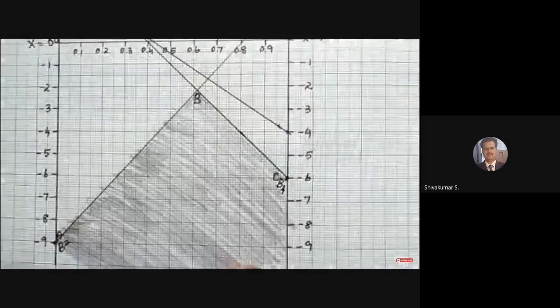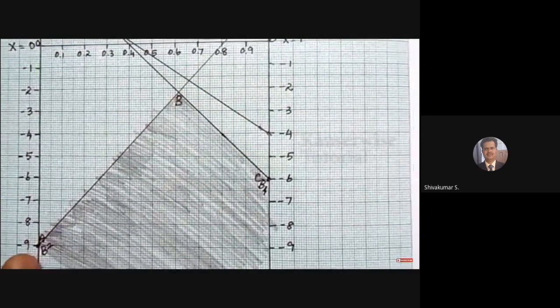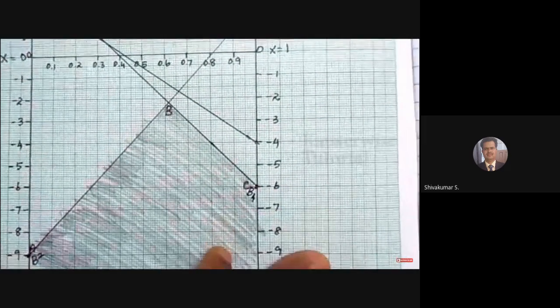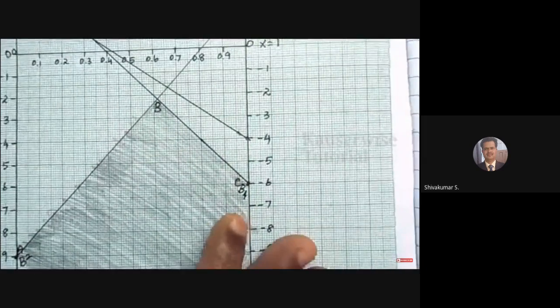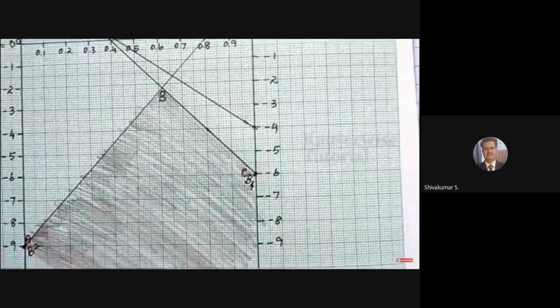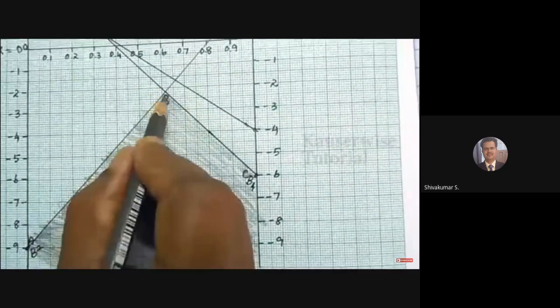Since A is the maximizing player, identify the highest intersection point in the lower boundary of the graph. The lower boundary consists of the intersection points A, B, and C. Out of these 3 points, point B is the highest. So this intersection point is called the maximum point.